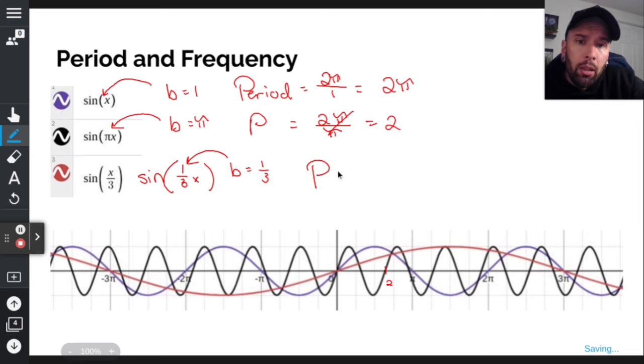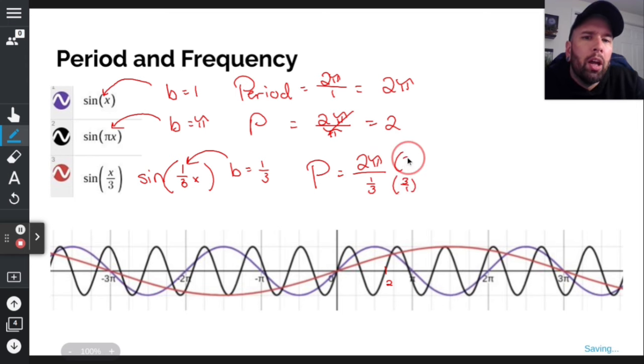So my period would be 2 pi over 1/3. Oh my goodness, a fraction on the bottom? Well, let's just multiply the top and the bottom by its reciprocal, which is 3 over 1, or 3, and these guys cancel out, and so the period is 6 pi.